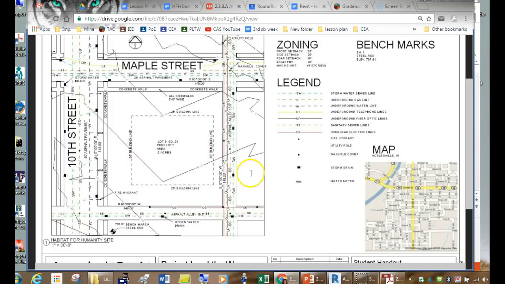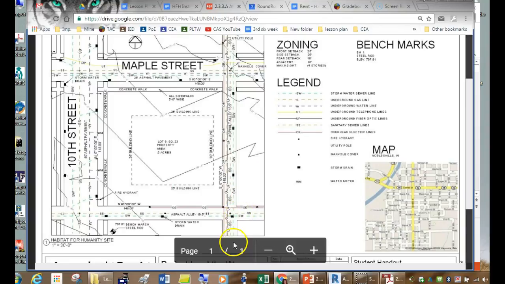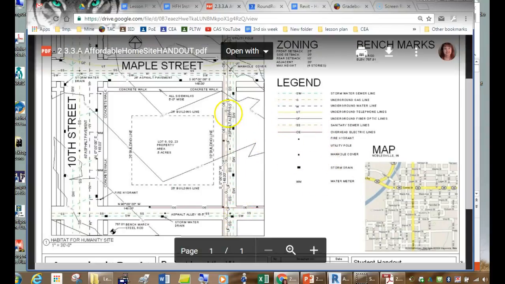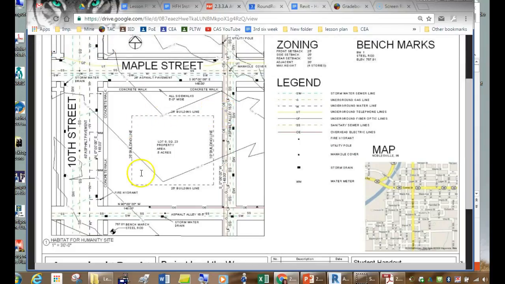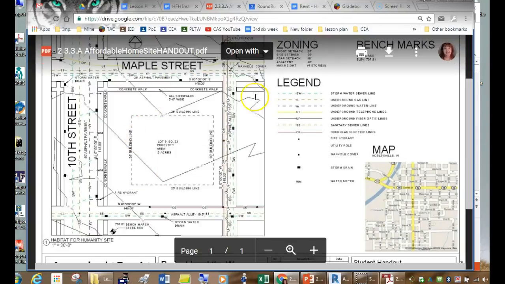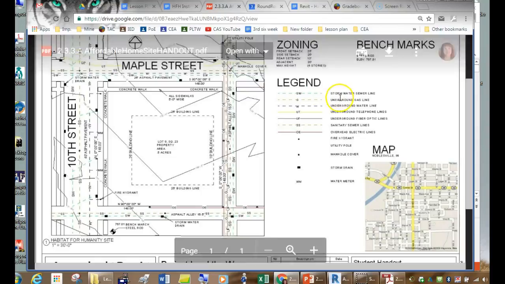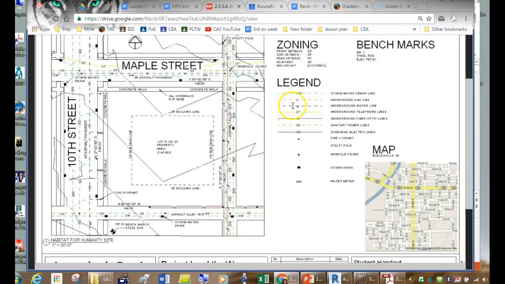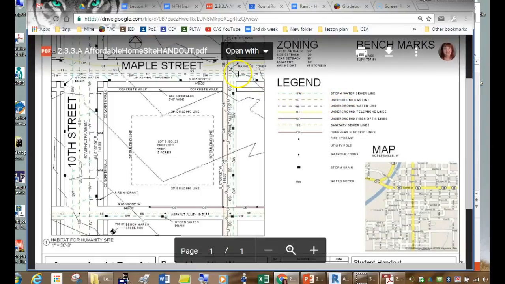Okay, so here we are on that site plan that you glued into your notebook, and I want to show you where this stuff is going to be. You've already decided what direction is going to be north for your floor plan, so that's already going to determine how your house is sitting on this property. Now let's look at the key over here. It says that water is a gray line with a W on it. So on here, there's one water line here.